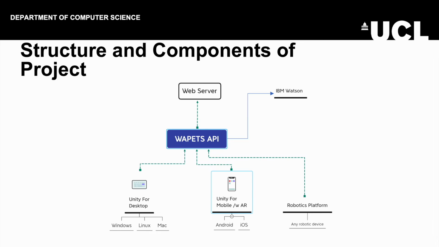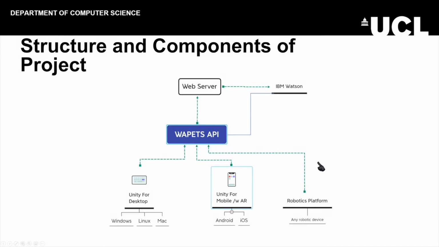We've developed a diagram to show how the project is structured and how the different parts interact with each other. As you can see, both the mobile and desktop versions of our application use a common Wapets API, which interacts with the backend server to send and receive user information, as well as Watson to do text-to-speech and speech-to-text. We'd now like to demonstrate the functionality of our project.